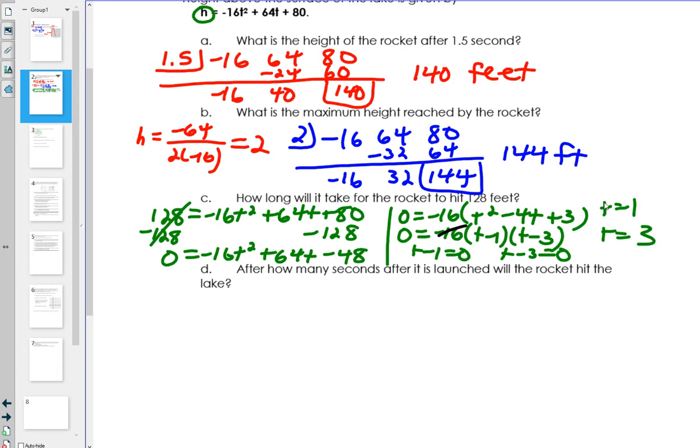You're like, oh wait, what does that mean? Are those the x-intercepts? I don't get it. No. The only reason I was able to get 1 and 3 is because I plugged in 128. So how can I take those answers into context? What happened at 1 second and then at 3 seconds?